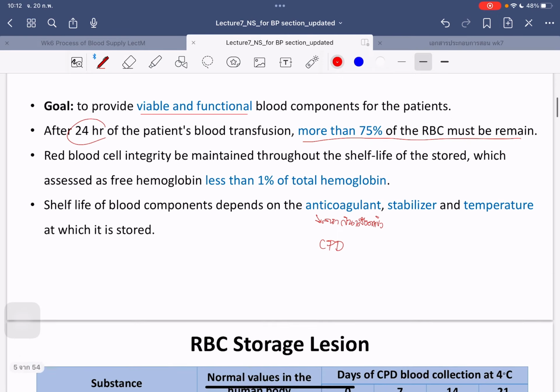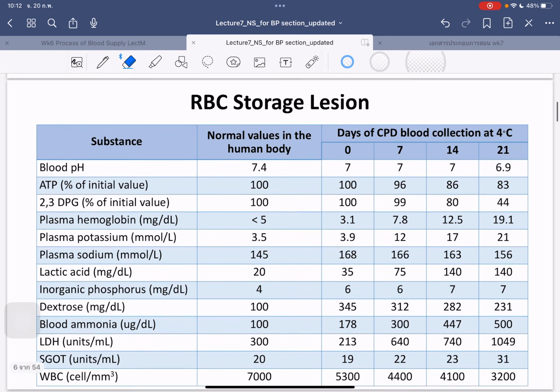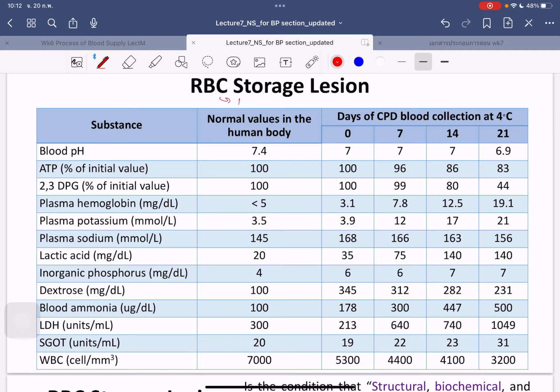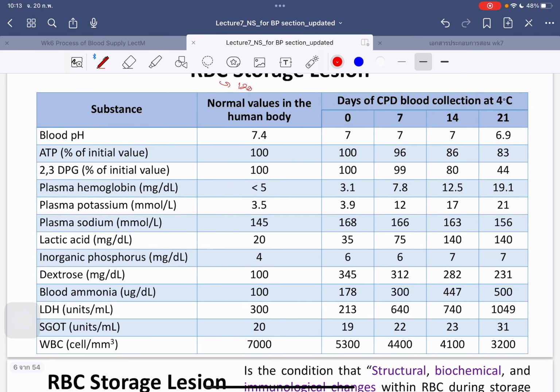So when you keep blood for a long time, you know that the shelf life of the red blood cell is about how many days? 120. 120 days, right? And after that, the red blood cell is going to be lysed or eliminated at the liver or spleen. And this is what will happen if you store red blood cells for a long time. The blood pH is going to decrease, or ATP is going to decrease as well. Anything that you see is very, very different from the first time that you collect blood.